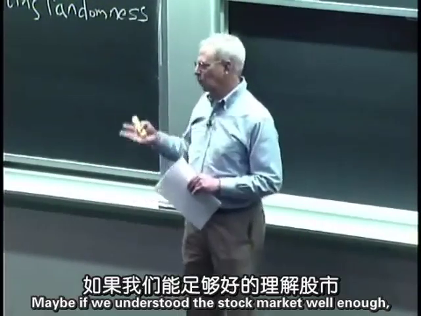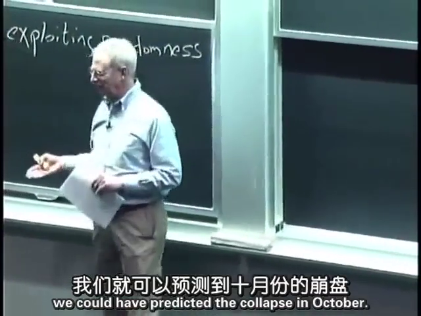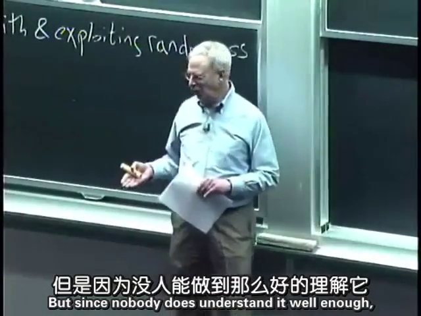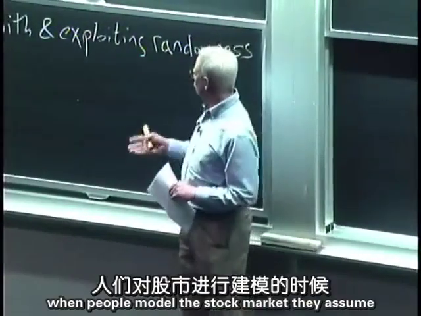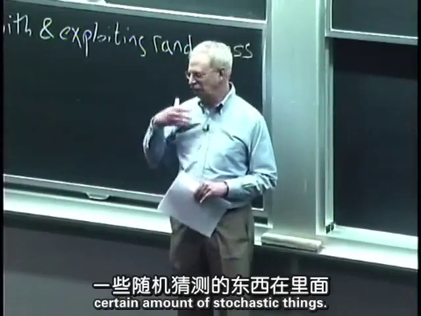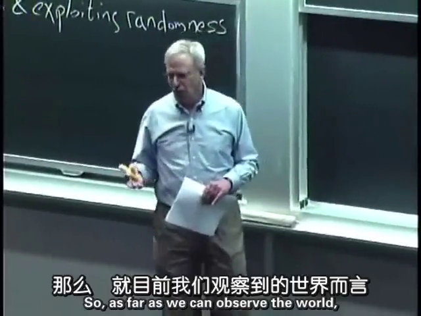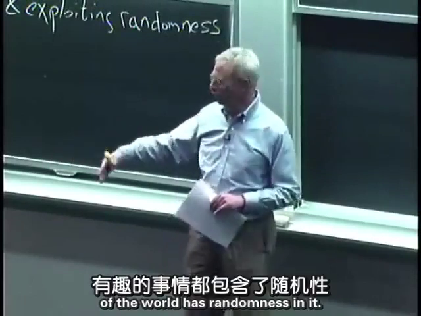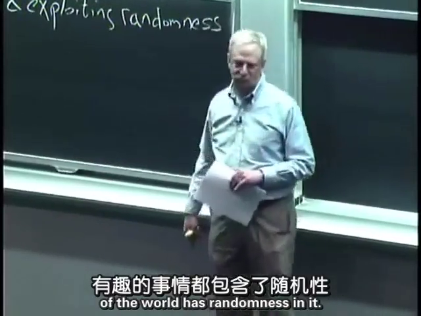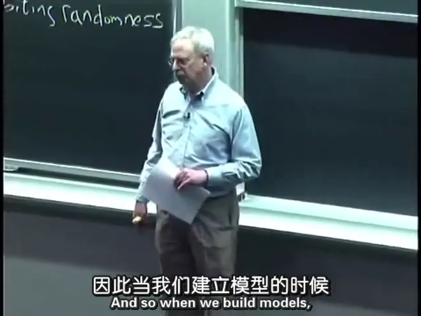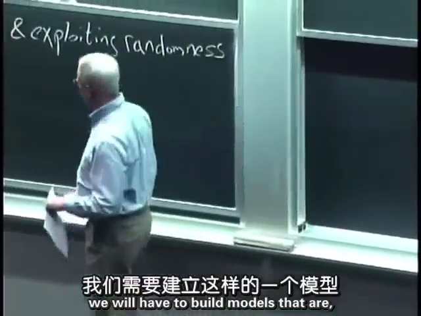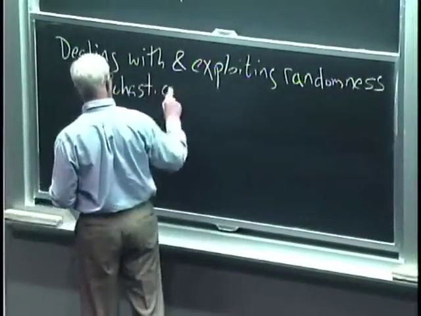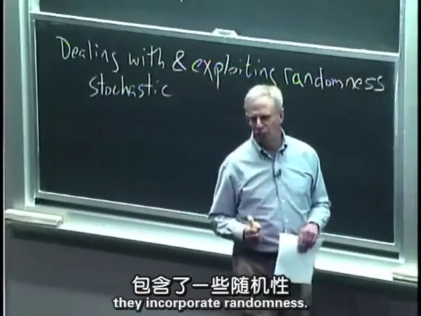Maybe if we understood the stock market well enough, we could have predicted the collapse in October. But since nobody does understand it well enough, when people model the stock market, they assume that there's a certain amount of randomness, a certain amount of stochastic things. As far as we can observe the world, almost every interesting part of the world has randomness in it. And so when we build models, if we want to be formal, we'll talk about stochastic models, which is just a fancy way of saying they incorporate randomness.